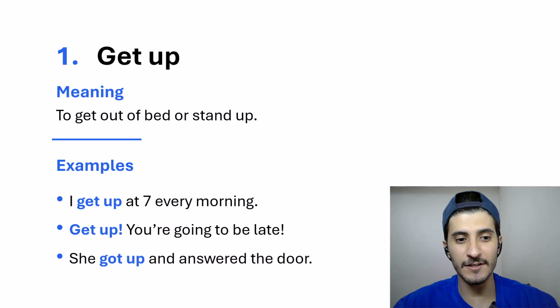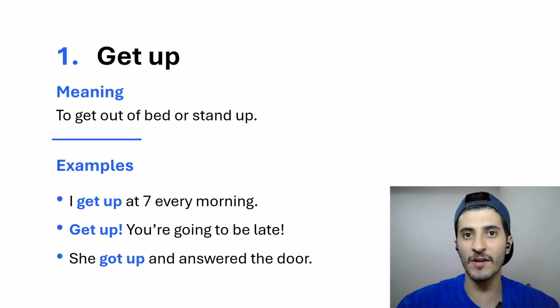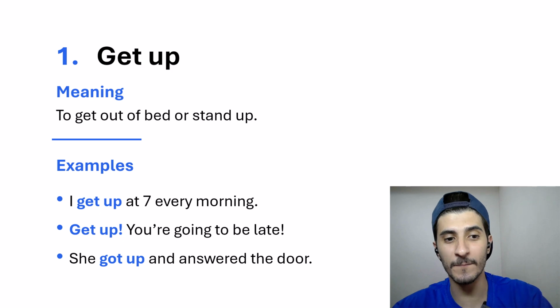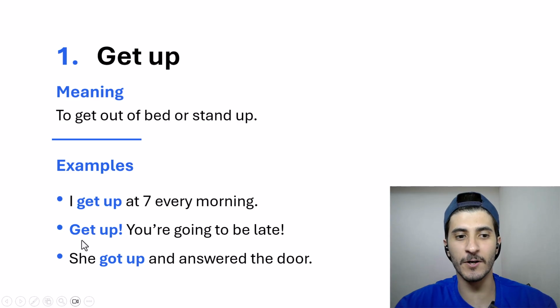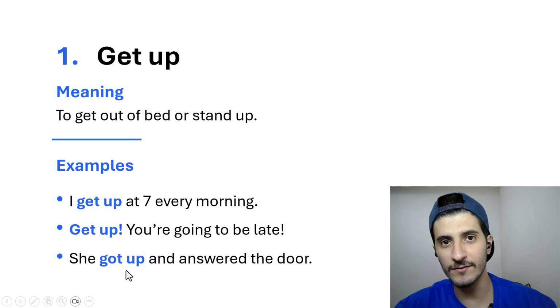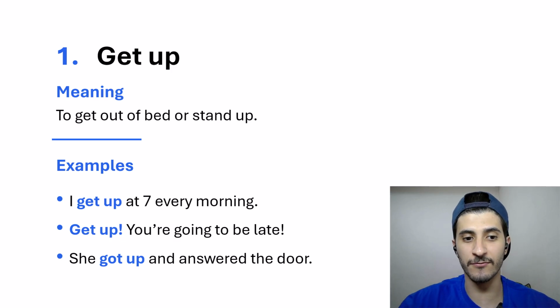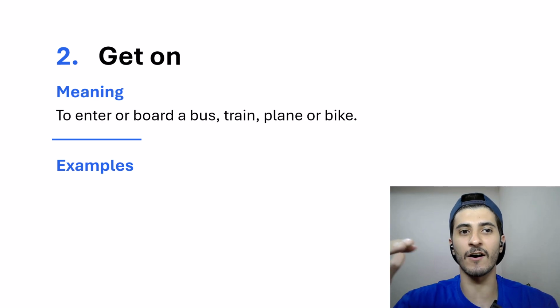And the third example would be she got up and answered the door. So imagine, for example, she was asleep and somebody knocked on the door and she had to get up to answer the door. So she got up and answered the door. So got, as you see here, is the past form of the verb get. So when I want to say, for example, yesterday I got up at 7, I use this form because it's about the past.